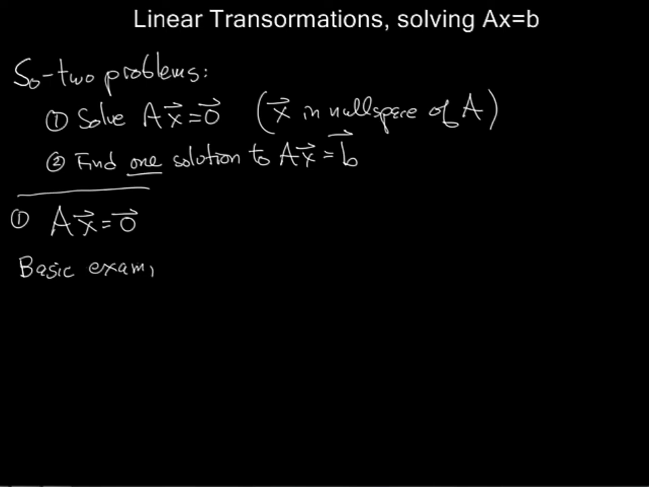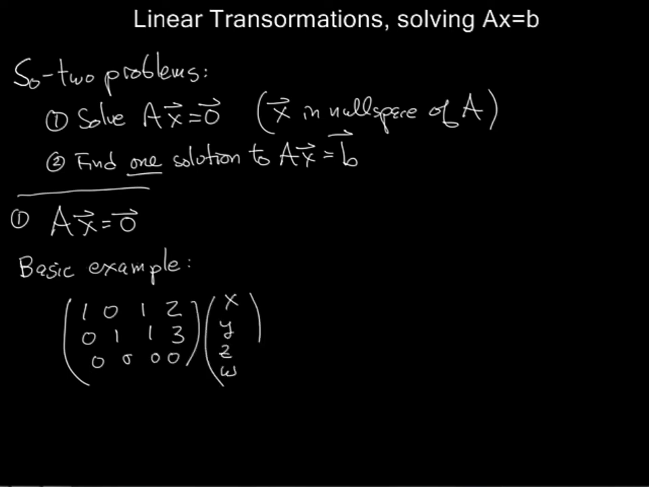And here's a basic example. Consider this equation. So we have a 3×4 matrix of this form. So we're taking a 4-vector to a 3-vector, and we're trying to solve this homogeneous equation. And so A is a map from R4 to R3.